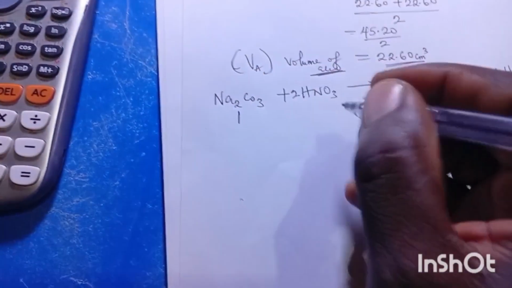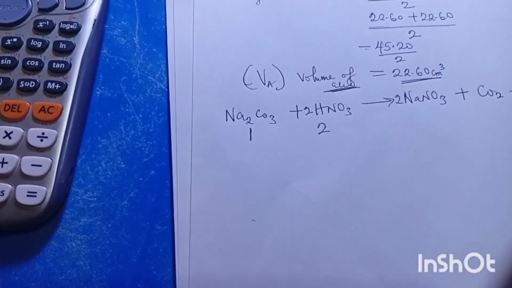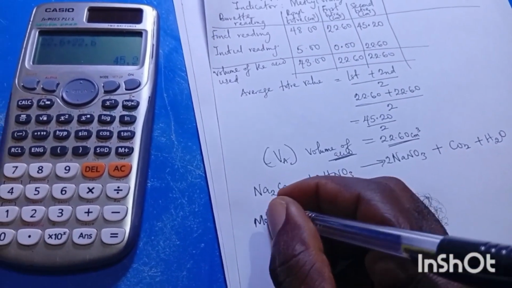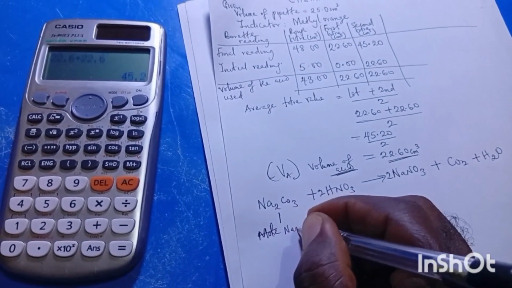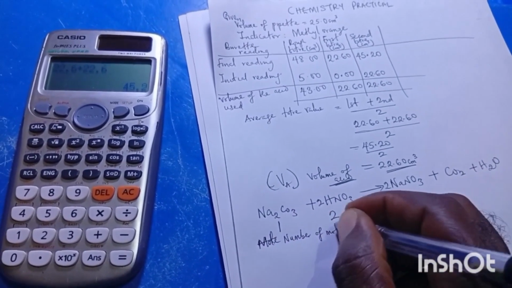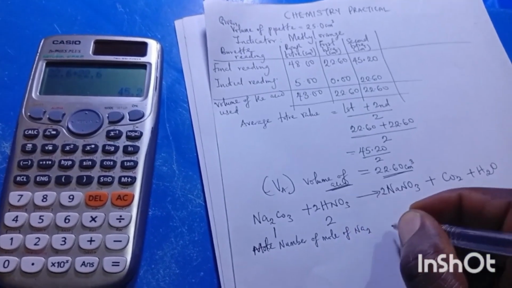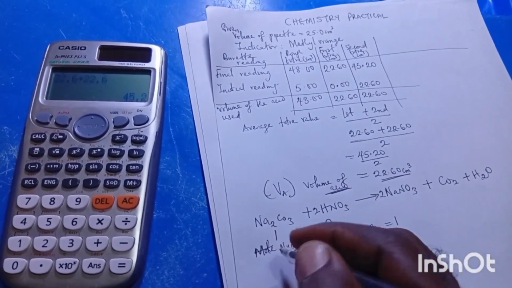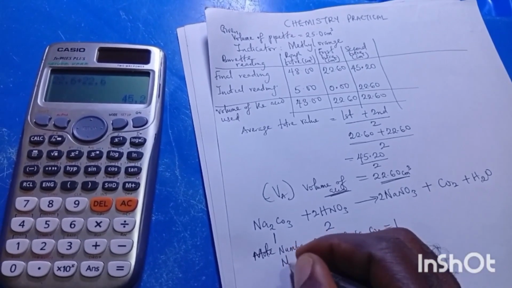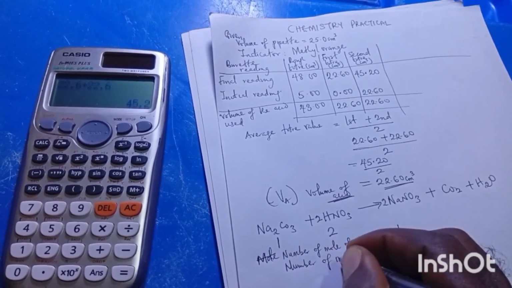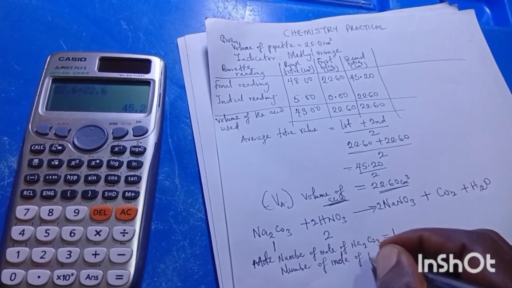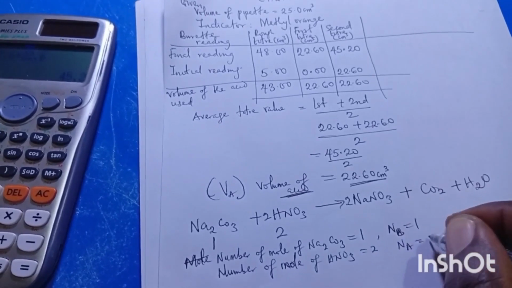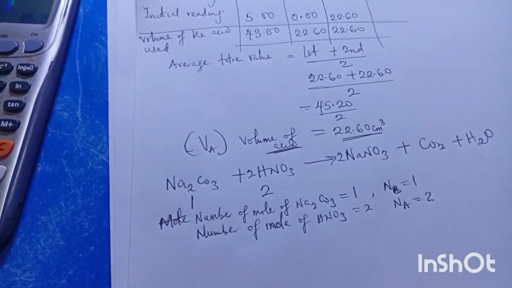And this is 1:2. Now the mole, or you say number of moles of Na2CO3, that one is 1 here. You can say mole, you say number of mole, we are saying the same thing. And here for that of acid, number of mole of HNO3, we have 2. We can still call it, and here Na is 2. We are still saying the same thing.